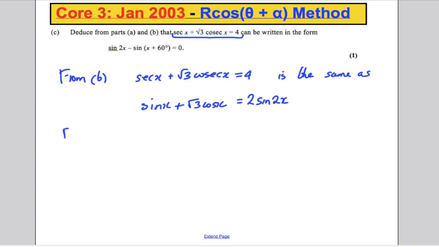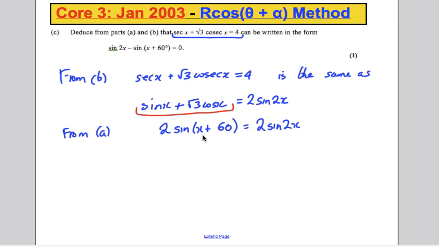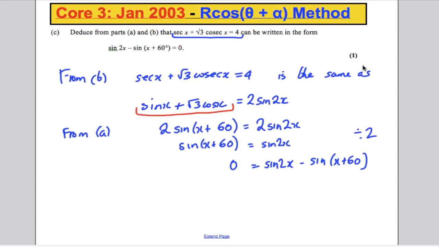I know from part A that this thing here is equal to 2 sine of x plus 60, and I have that therefore is equal to this from part A. Subtracting 2 sine x, I could divide both sides by 2 first of all, and I could therefore say that sine x plus 60 is equal to sine 2x, and I could subtract sine x plus 60 from both sides and get 0 is sine 2x subtract sine x plus 60. And I've done what is quite a difficult part, although it was only 1 mark.